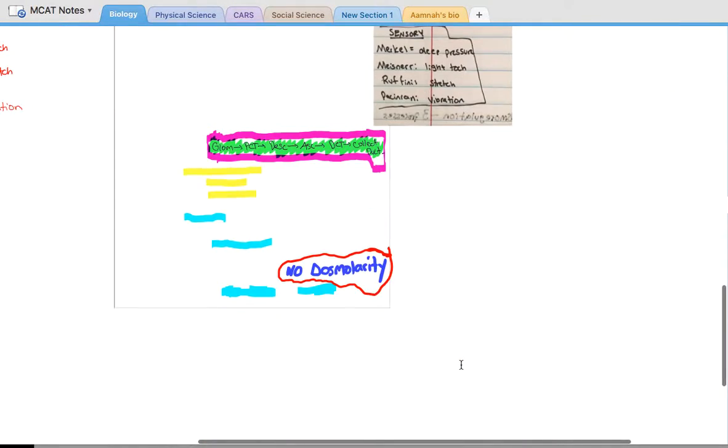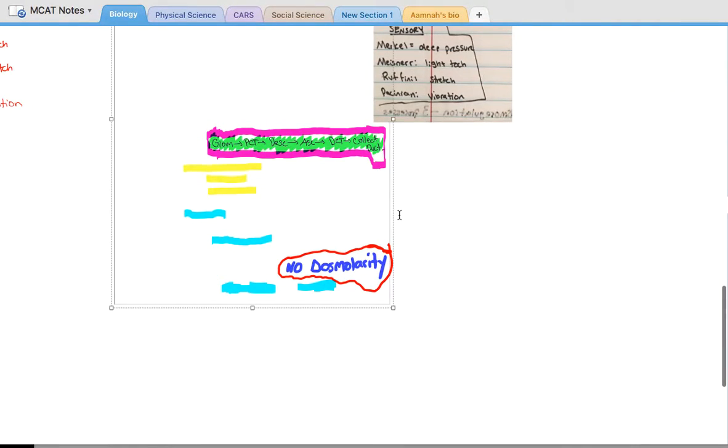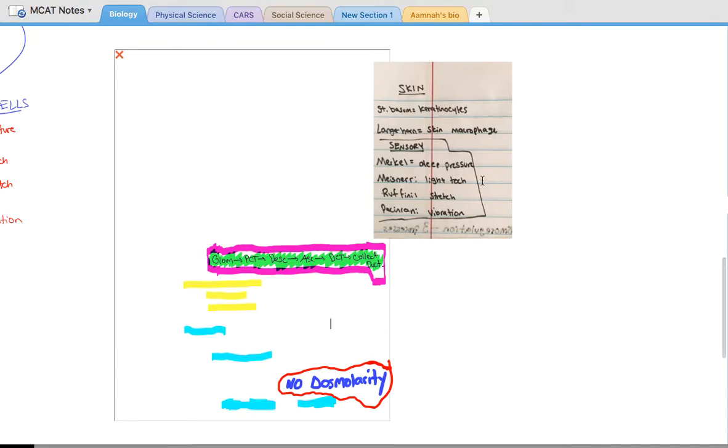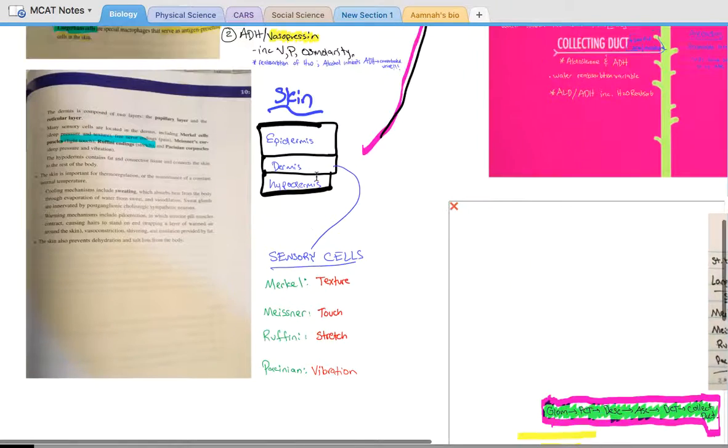So let me go back here. Yeah, here we go, skin. The stratum basale has keratinocytes, which produce keratin for protection. Langerhans cells are skin macrophages, and then sensory cells in the dermis. Merkel, deep pressure. Meissner, light touch. Ruffini, stretch. Pacinian, vibration.